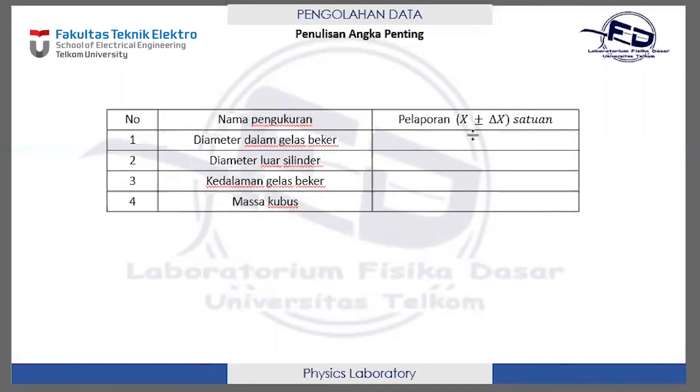So we just have to write down the report by x plus minus delta x. And the x is for the value that we found from the practicum before. Plus minus delta x. The delta x is for the uncertainty value from the tools we used before. And lastly, don't forget to write down the units of the object. For the calipers it is centimeter, and for the triple beam balance it is grams.